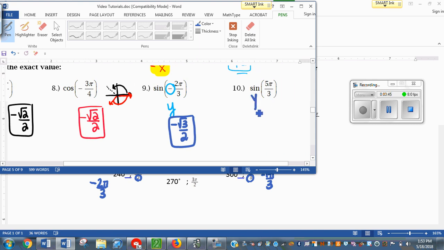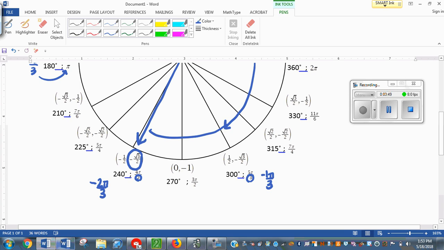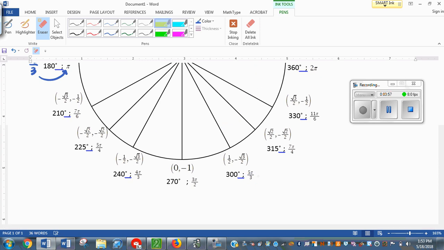Sine, so the y value at 5 pi over 3. 5 pi over 3 is actually already on our unit circle, so we don't have to worry about reversing directions. Just find 5 pi over 3, which is right here. And again, they want the y value, so you just want to use that negative root 3 over 2.